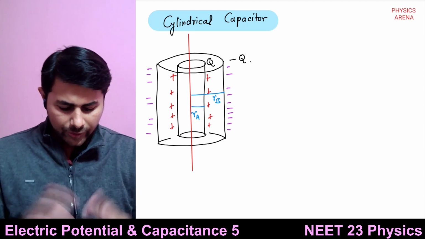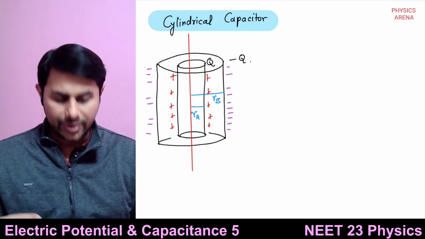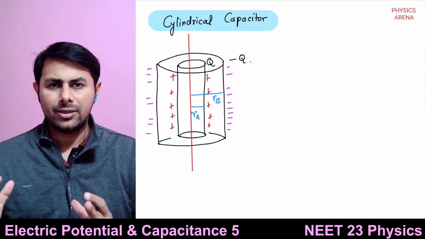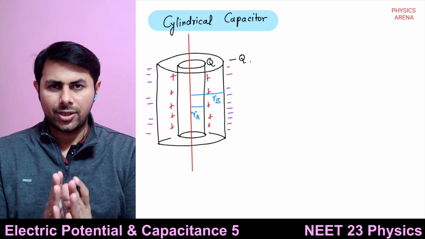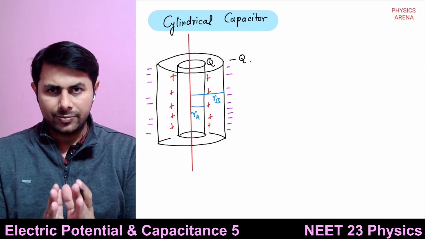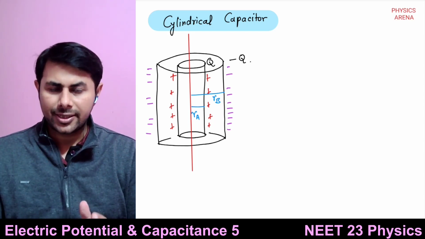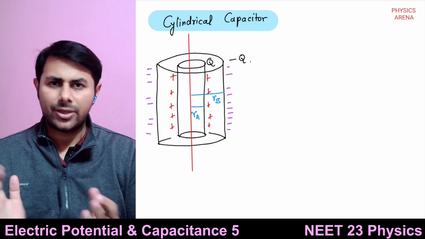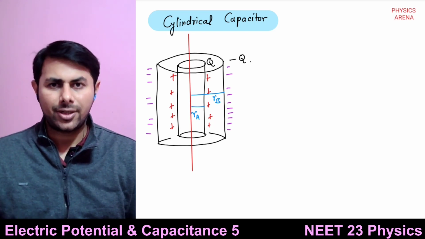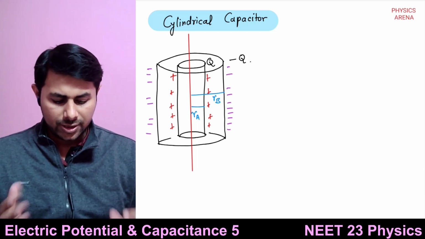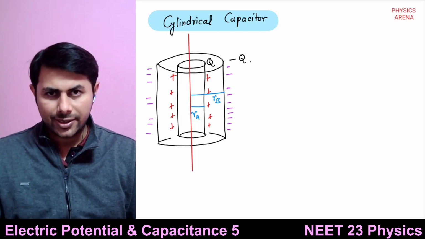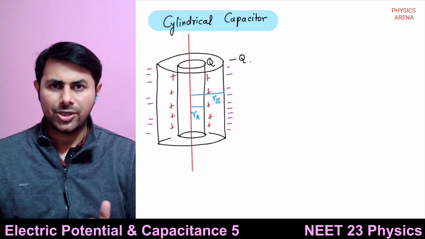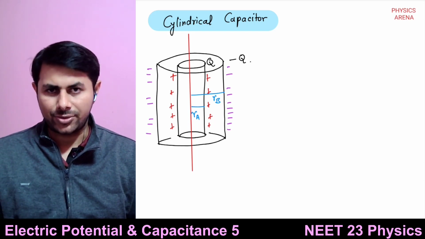So now what will happen if we want to find out the potential difference between cylinder A and B? There will be some potential on the inner cylinder due to the inner cylinder itself, and there will be some potential on the inner cylinder due to the outer cylinder also. Similarly, there will be some potential on the outer cylinder due to the inner cylinder, and some potential due to the outer cylinder also.